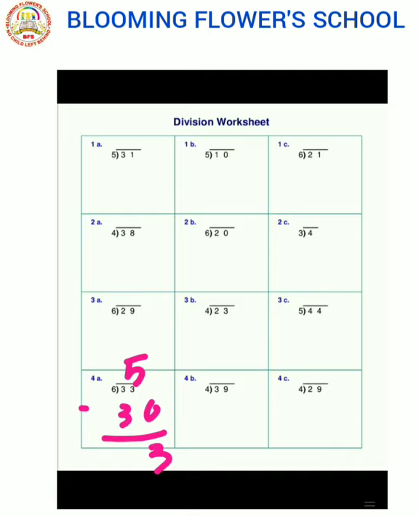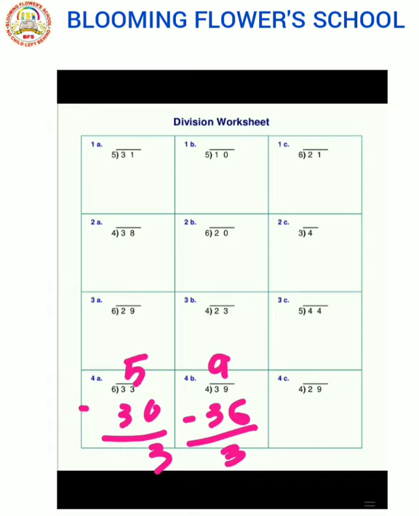Okay. Now this one. 39 we need to divide by 4. So again go for the 4 tables. 4 ones are 4, 4 twos are 8, 4 threes are 12, 4 fours are 16, 4 fives are 20, 4 sixes are 24, 4 sevens are 28, 4 eights are 32, 4 nines are 36, 4 tens are 40. So 40 is more than 39, so we need to go with 4 nines are 36. So from 39, if 36 is subtracted, the answer is 3. That means the quotient is 9 and the remainder is 3.